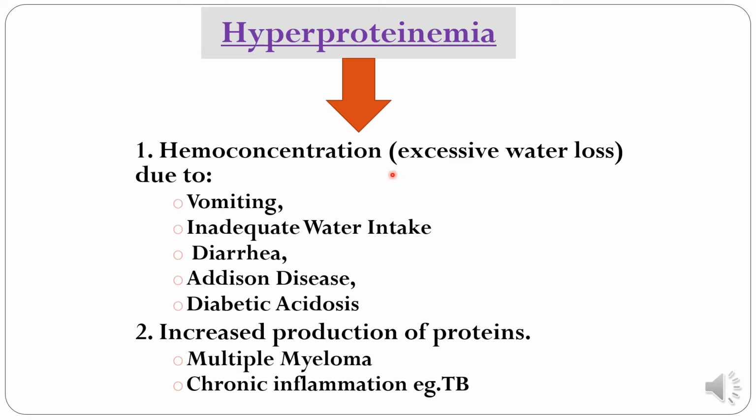And what causes the water loss? It can be vomiting, inadequate water intake, diarrhea, Addison's disease, or diabetic acidosis. Increased production of proteins can be due to multiple myeloma or chronic inflammation, for example, in tuberculosis. So these are some causes of hyperproteinemia.